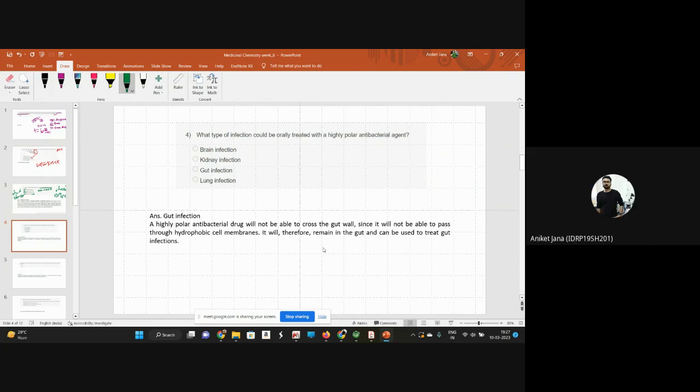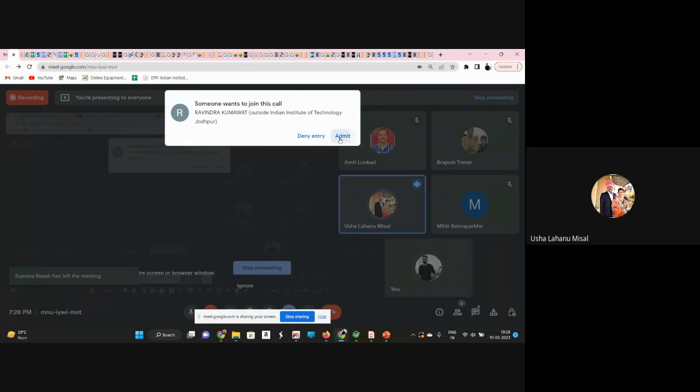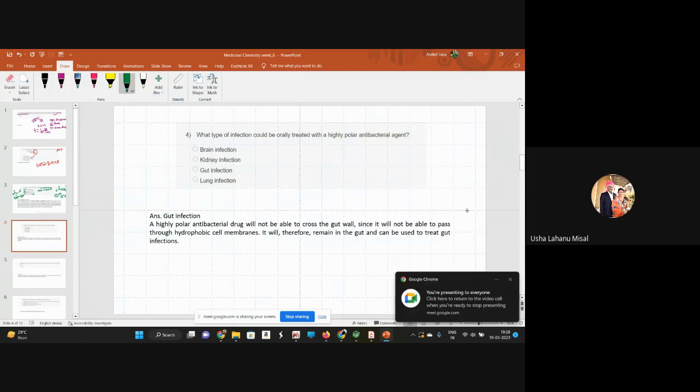Okay. What type of infection could be orally treated with a highly polar antibacterial drug? Tell me, is it brain infection or kidney infection or gut infection or lung infection? Gut infection. What is gut?